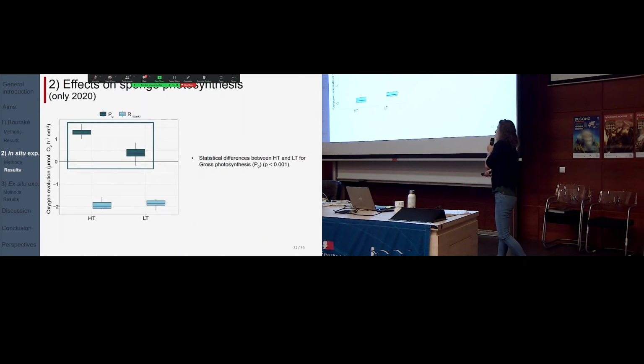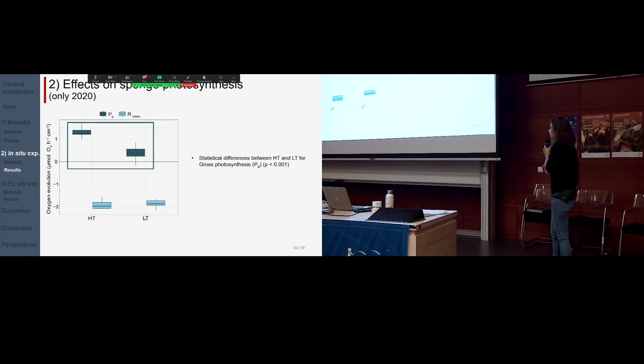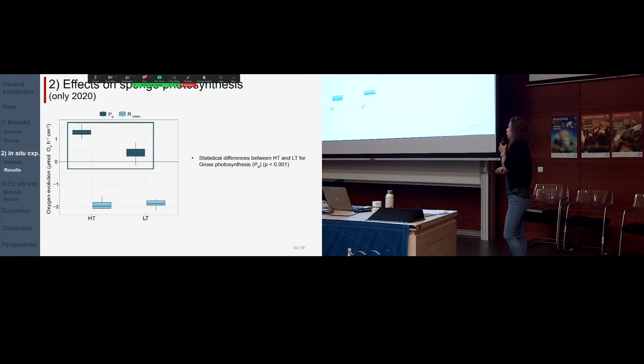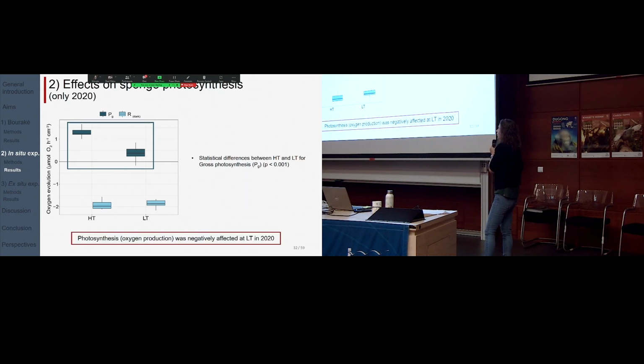Here we can see respiration and photosynthetic activity. I already showed you the respiration result. It's just to show you the photosynthetic activity that was affected by the tides, with lower oxygen production during the low tide.